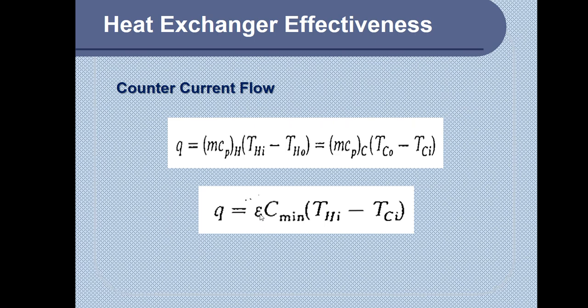So effectiveness times the C minimum times the difference of the two inlet temperatures of the hot and the cold fluid. So if only two are given here, specifically you only have this and this, how will you be able to get the Q? You cannot. So that is why you are provided with the formula in here using the effectiveness, the heat exchanger effectiveness. What do we need to find the heat exchanger effectiveness?